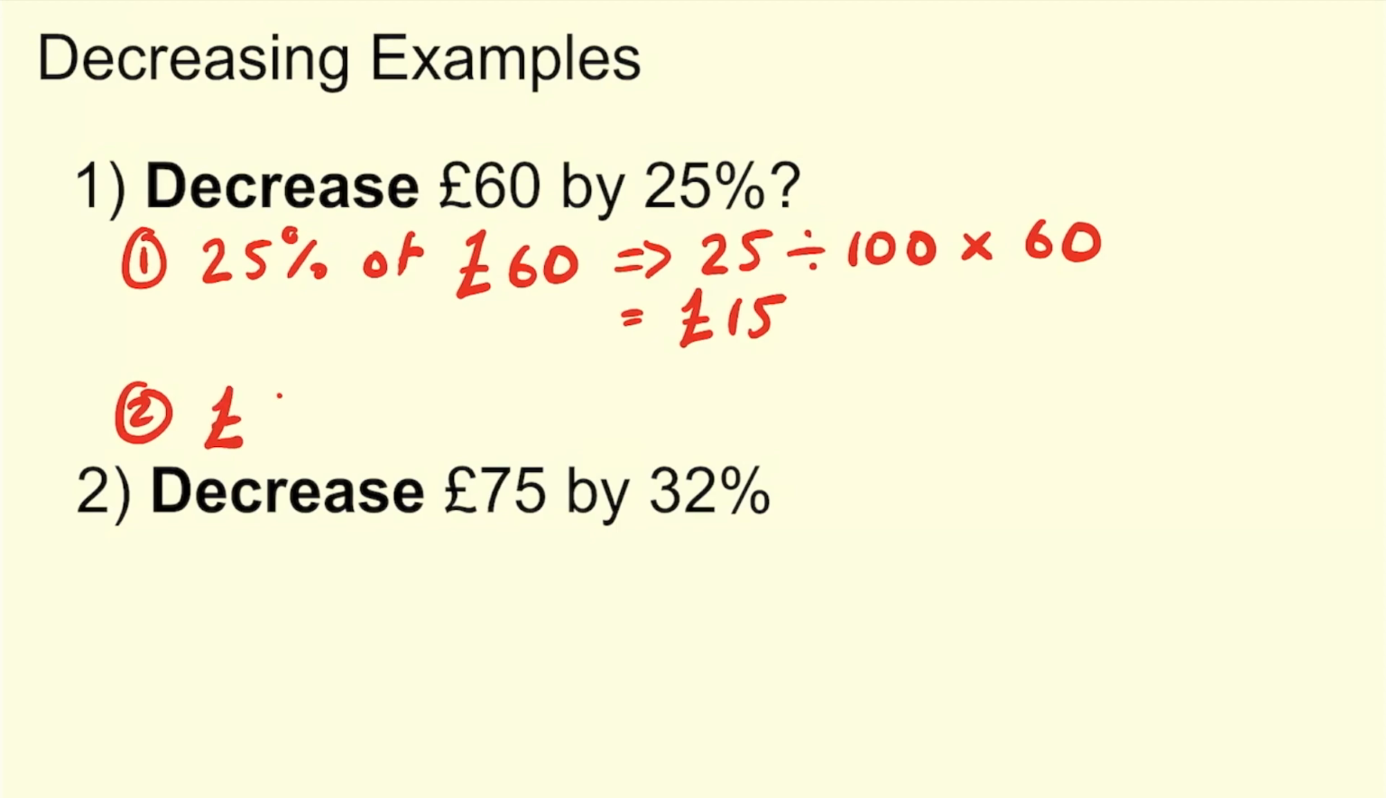For step 2, we're going to this time subtract it from the original amount. So we start with £60. We're decreasing it by 25%, so we're going to subtract the value that's equivalent to 25%, so £15. That gives us £45.